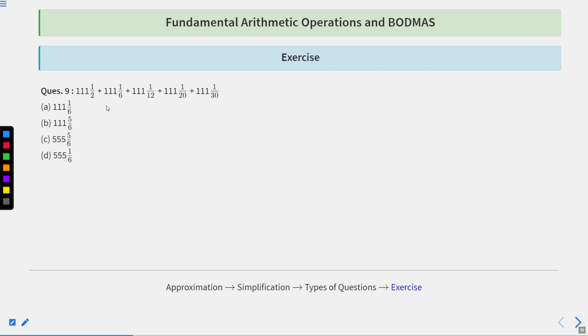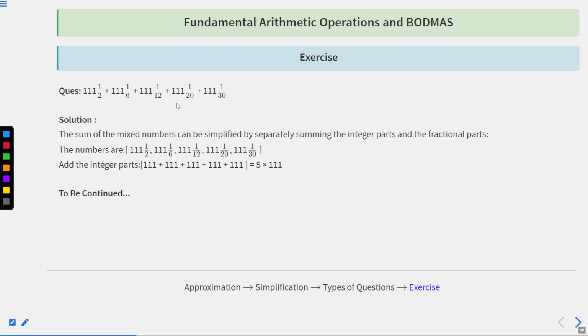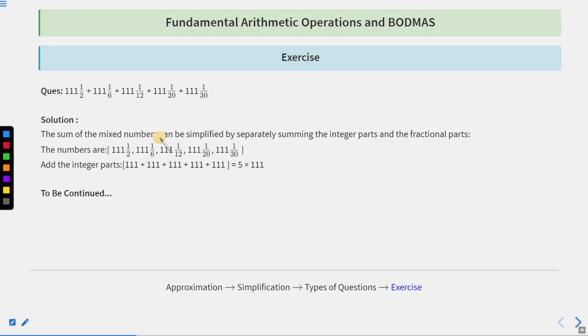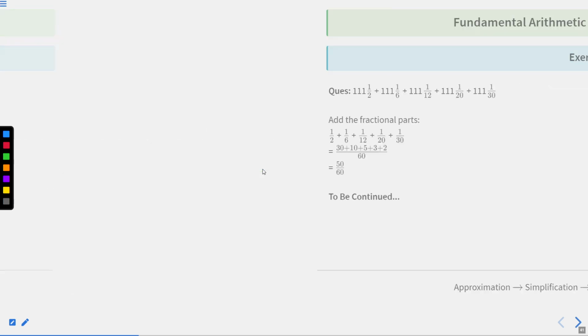Triple one of 1 half plus triple one of 1 6 plus triple one of 112 plus triple one of 120 plus triple one of 130. We have to find the sum here. So the sum of mixed numbers can be simplified by separately summing the integer part and the fractional part. This thing we have already seen in previous questions. So I will take the sum of all triple ones which are written 5 times. So it is 5 into triple one.